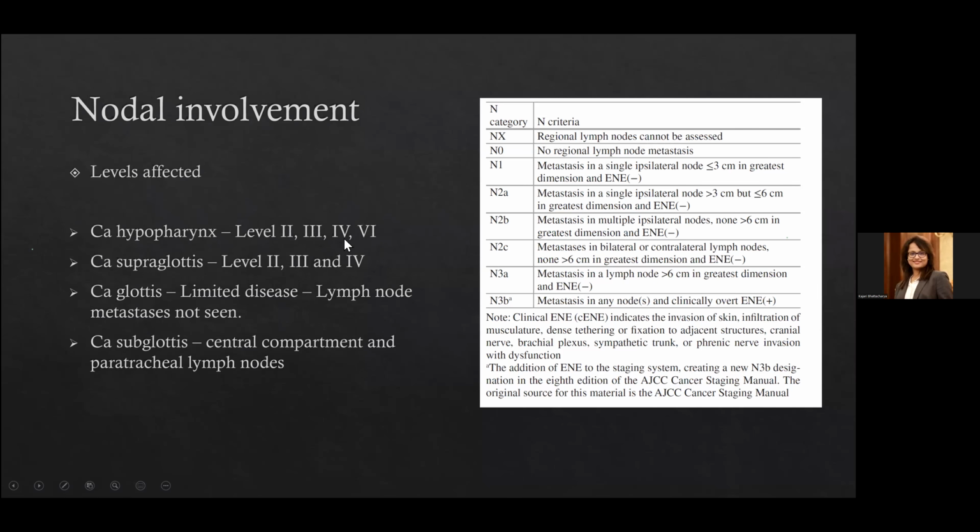In supraglottic CA, levels 2, 3, 4 are more commonly affected. CA glottis, if it is only a limited disease, a T1 or T2 disease, generally does not show any lymph node metastasis. However, when there is a transglottic extension, it definitely shows nodes according to the area involved and the area which the lymph nodes drain. And if it's a CA subglottis, then the central compartment nodes, the paratracheal nodes and the Delphian nodes are more commonly involved, and we need to look at these.